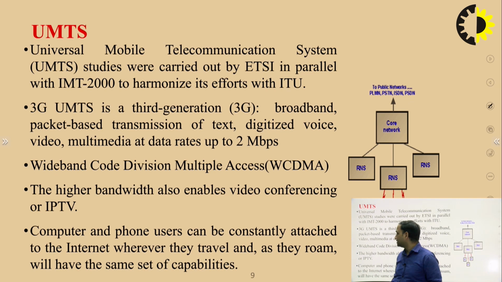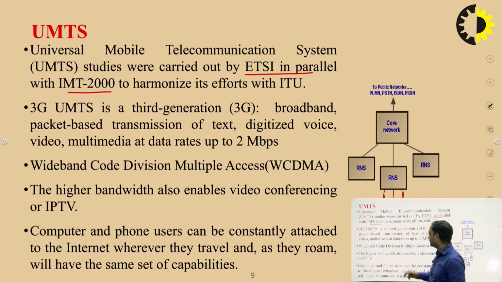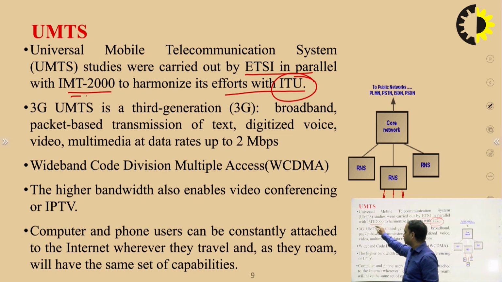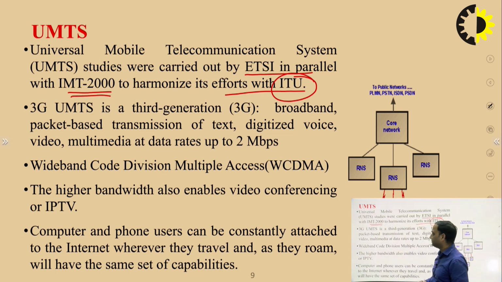So what does it stand for? This Universal Mobile Telecommunication System is carried out by the ETSI in parallel with the IMT 2000, to harmonize its efforts with the ITU. Okay, this was the organization, the union, through which, by using the IMT 2000 standards, the UMTS technique or 3G network came to the picture.